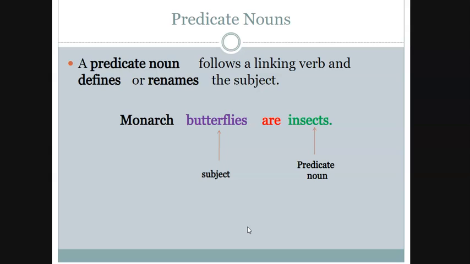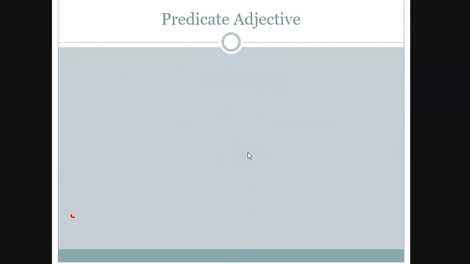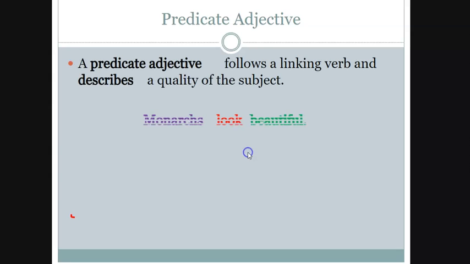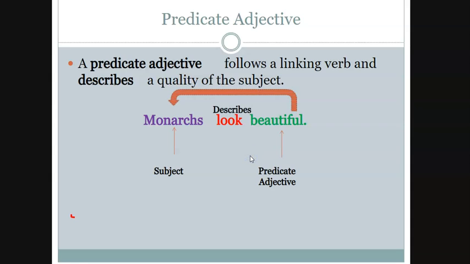So let's continue. What about the predicate adjective? A predicate adjective follows a linking verb and it describes a quality of the subject. For example, monarchs look beautiful. Beautiful describes monarchs, yeah. Monarchs will be subject. Look will be the linking verb, yeah. Beautiful, predicate adjective.